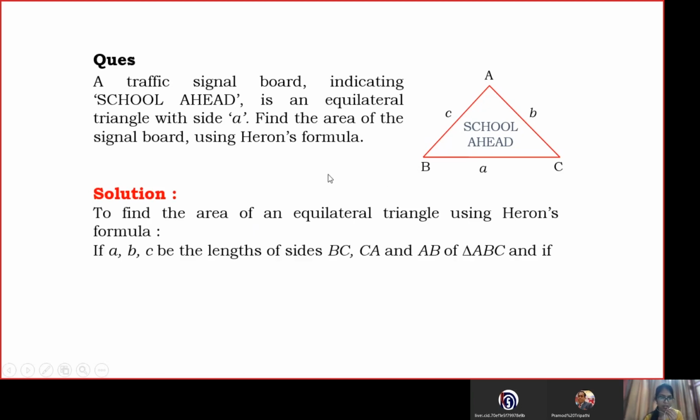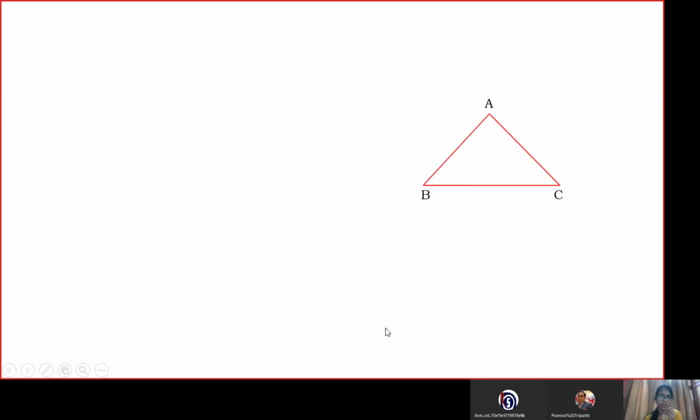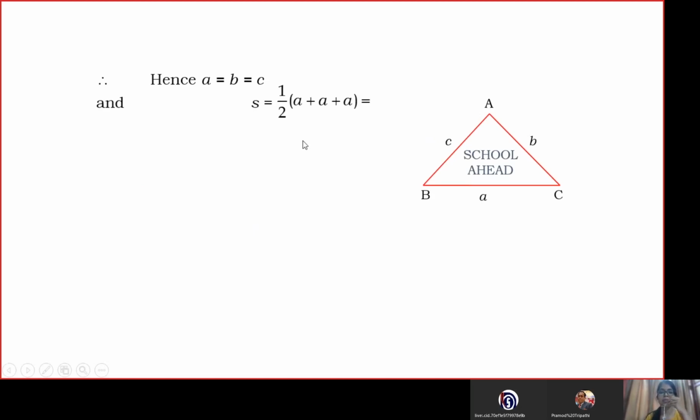Now, to find the area using Heron's formula, we have to first find the semi-perimeter. In case of an equilateral triangle, we know that the sides are equal, right? And we've taken the side to be A units. So how do we find it? The semi-perimeter will be (A plus A plus A) upon 2, because all three sides are equal. That will give us 3A upon 2.